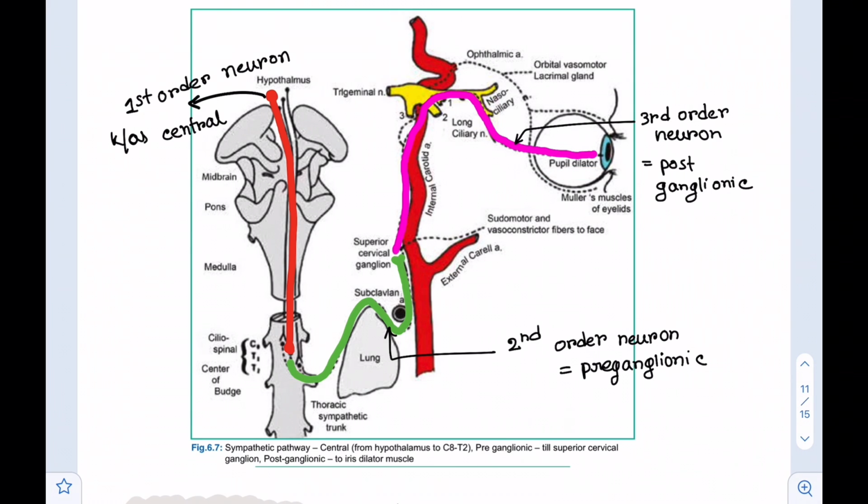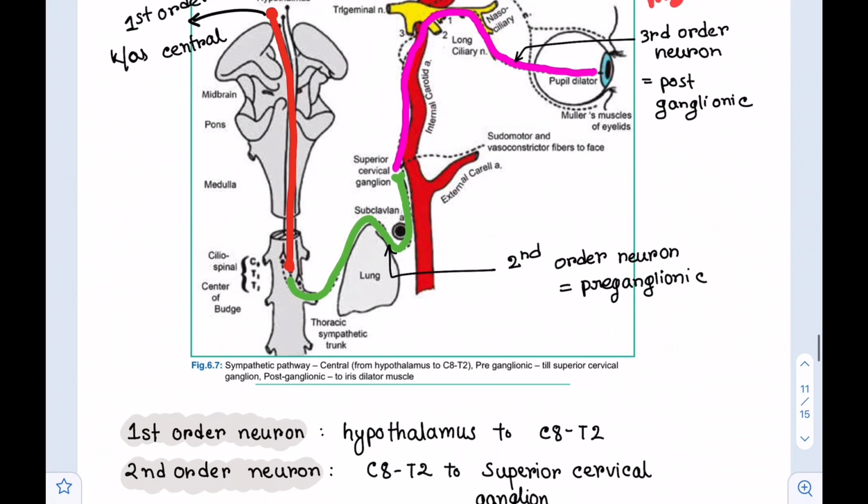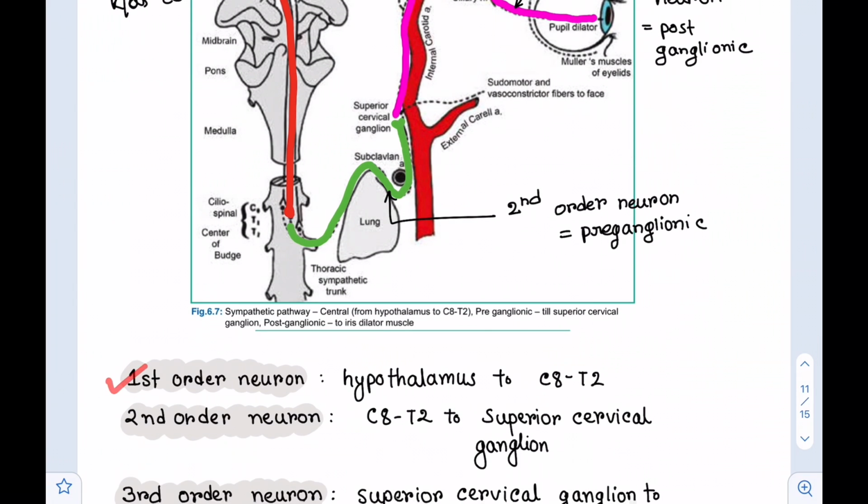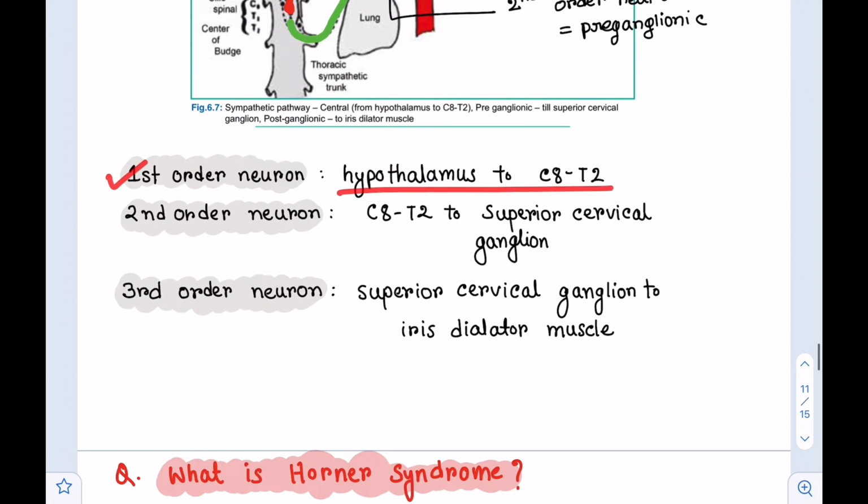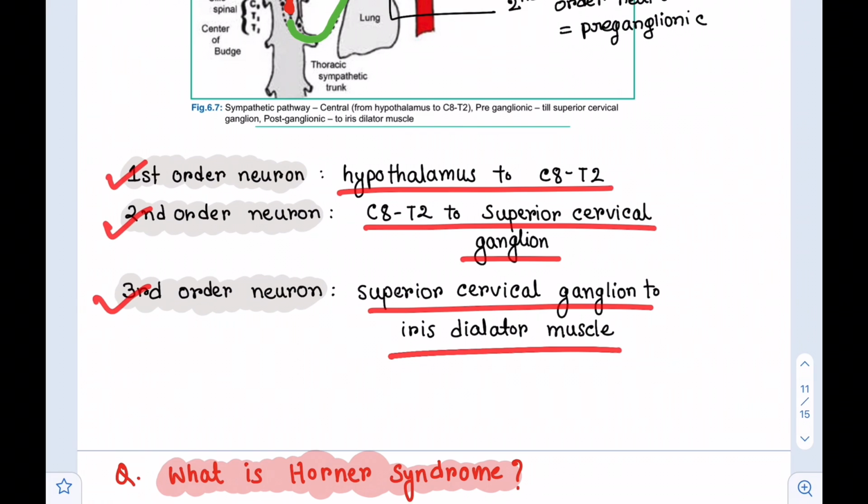So this sympathetic nerve supply consists of three order neurons: first order, second order, and third order. This sympathetic supply goes to the pupillary dilator and causes dilation of the pupil, that is mydriasis. There is the first order neuron from the hypothalamus to C8-T2, the second order neuron from C8-T2 to the superior cervical ganglion, and the third order neuron from the superior cervical ganglion to the iris dilator muscle.